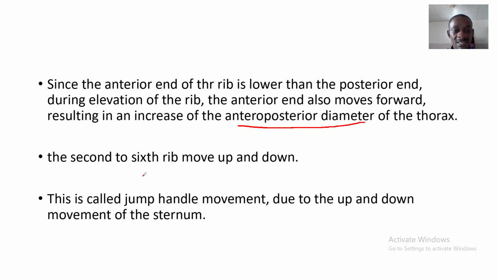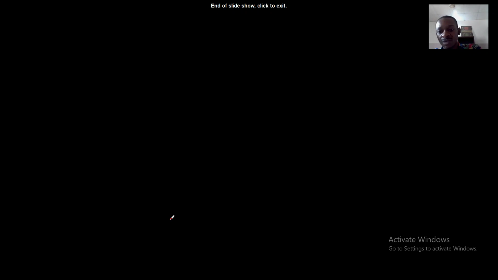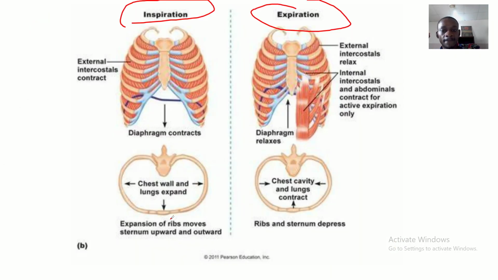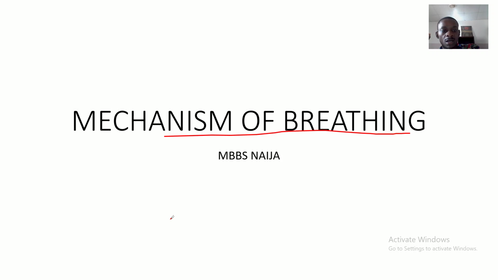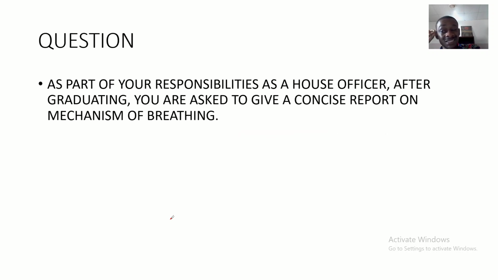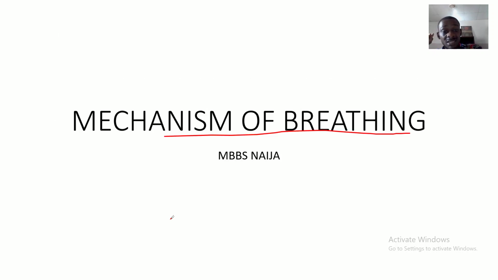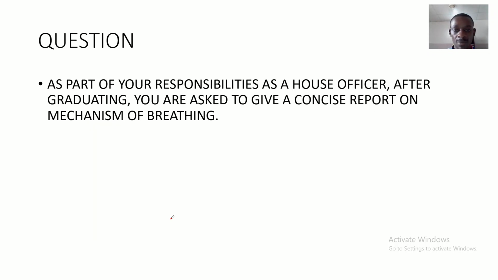The second to the sixth rib move up and downward. This is called pump handle movement, and this is due to the up and down movement of the sternum. So we have bucket handle movement, and we have pump handle movement. Guys, this is basically the mechanism of breathing in. We have the bucket handle movement, and we also have the pump handle movement.